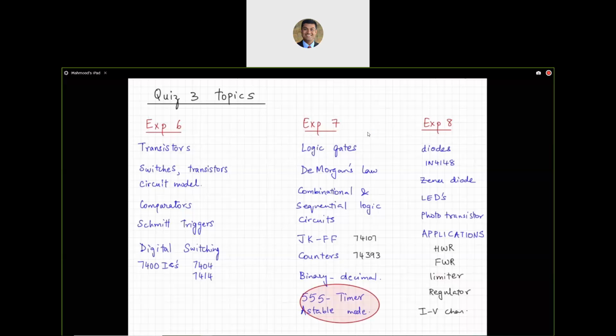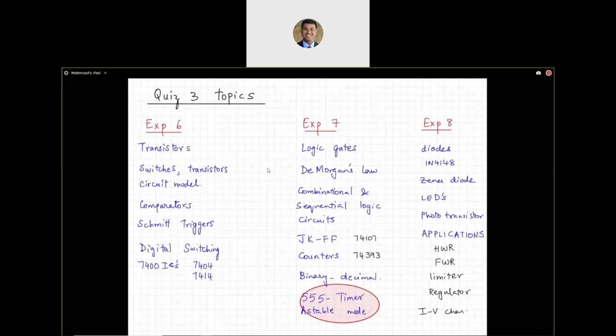We studied this in a lot of detail. We spent a lot of time taking a look at the internal configuration of the 555 timer. So how can we use the characteristics? For example, how can we use R1, R2, and C1, change those parameters to generate a square wave of a desired frequency and duty cycle? So we looked at that in the 555 timer.